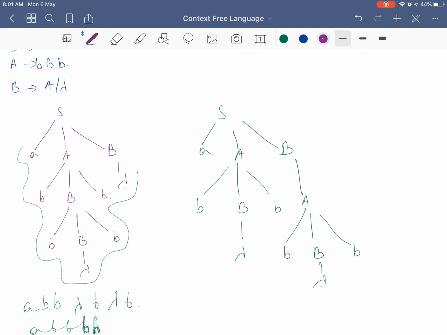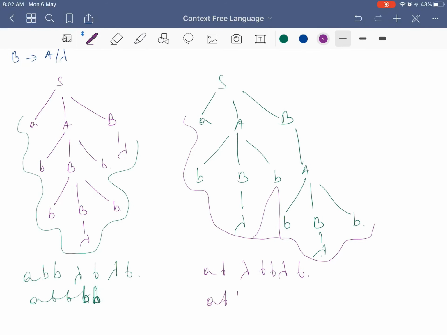Now if I scan to get all the strings from the leaf nodes, I will get A, B, lambda, B, then lambda, B. I missed one B here. So it should be A, B, lambda, then B, B, lambda, B. So if I remove the lambda, then it will become A B B B B. So A4B.